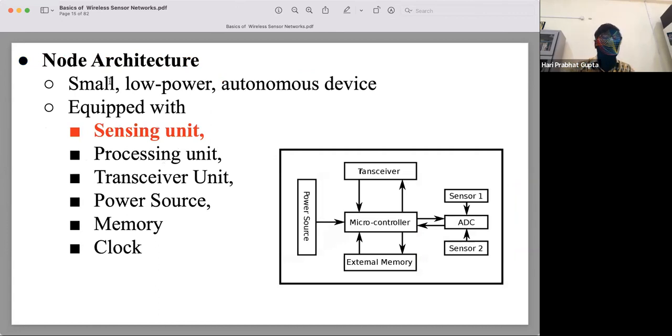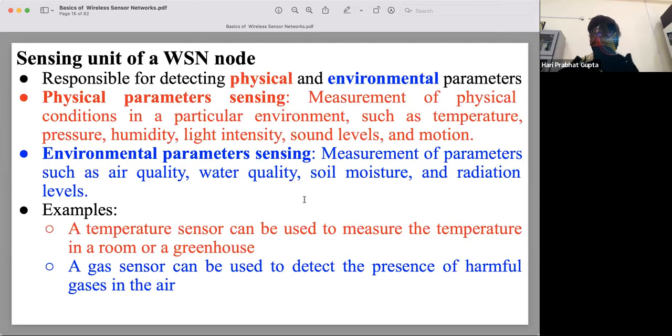Now, this is the node architecture that we have seen. They have the sensing unit, processing unit, communication, power unit, memory, and clock. So now we talk much more about the sensing unit. Here we have seen that the sensing unit has the sensors. So what is the responsibility of the sensing unit of a wireless sensor node? Of course, they need to detect, monitor, and observe the physical or environmental parameters.